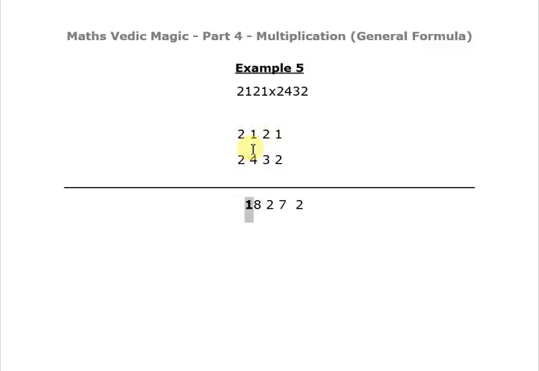Now moving further left, it's the cross multiplication. So 4 into 2, 8, plus 2, 10, plus 1 carry, 11, which is all right. And now the vertical multiplication of the leftmost digits. So 2 into 2, 4, plus 1 carry, 5. So the answer is 515827.